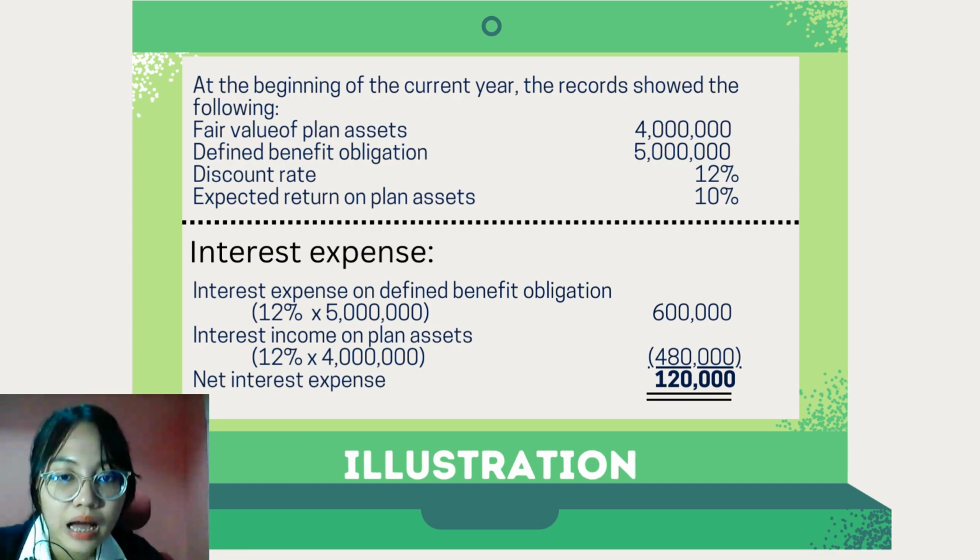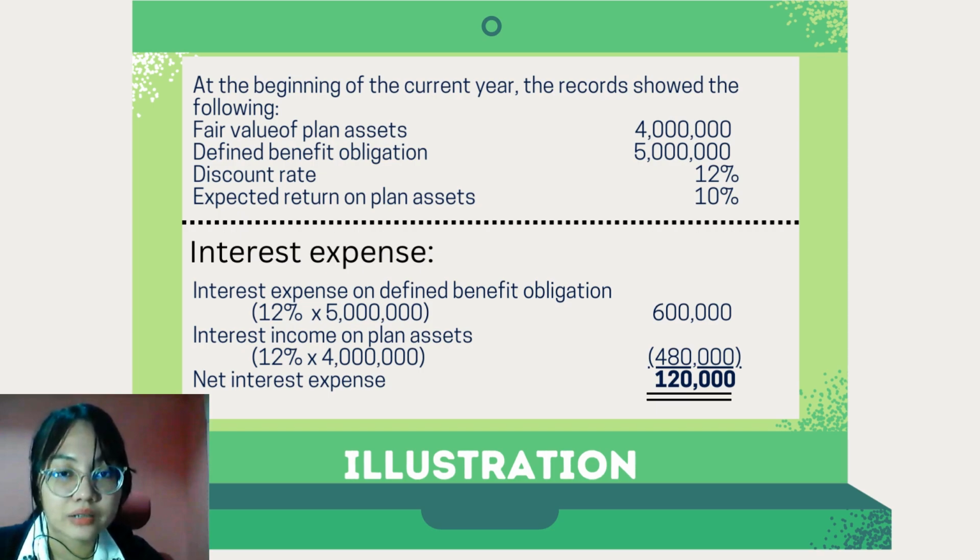So here, to compute the interest expense on defined benefit obligation, yung discount rate na 12%, i-multiply sa defined benefit obligation to get 600,000 pesos. And next, to get the interest income on plan assets, the discount rate of 12% multiplied by the fair values of plan assets, which is 4 million pesos, to derive to the amount of 480,000 pesos.